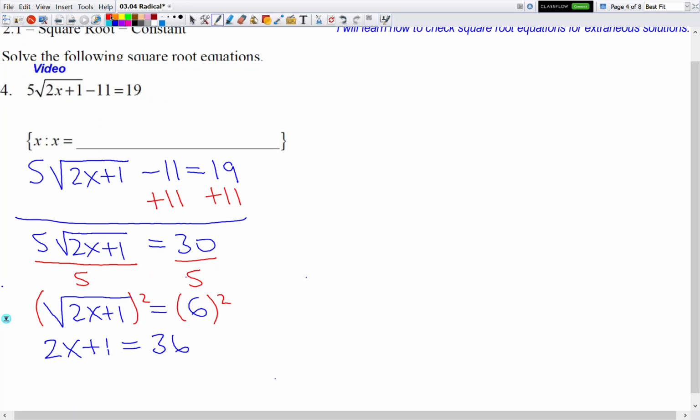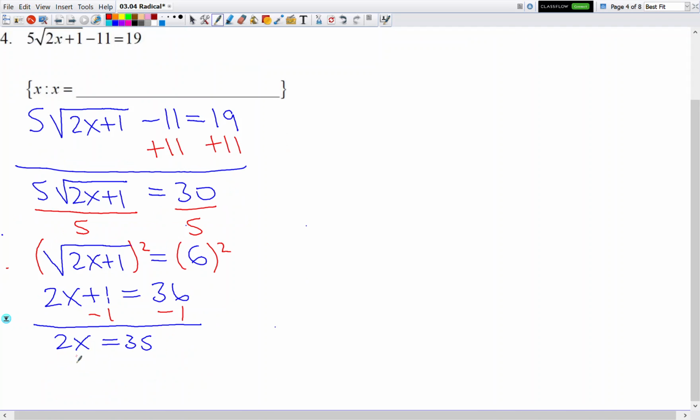Okay, and then I'm going to subtract 1. Well, this problem is way longer than the others. So subtract 1, and I get 2x equals 35. Divide by 2. Let me page extend again. Divide by 2, divide by 2. So I get x equals 35 over 2. And can that fraction be simplified? I don't think so. I don't think 35 over 2 can be simplified. I'll just leave it like that.